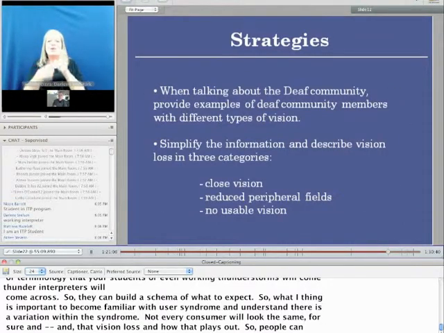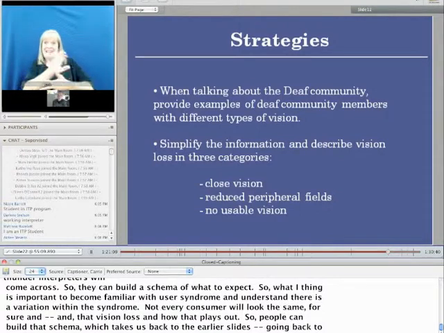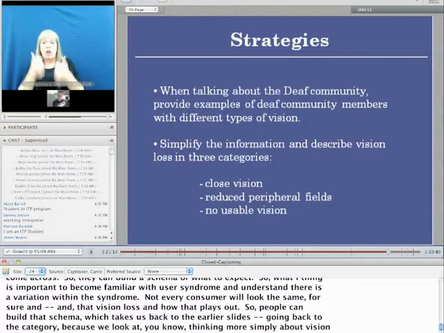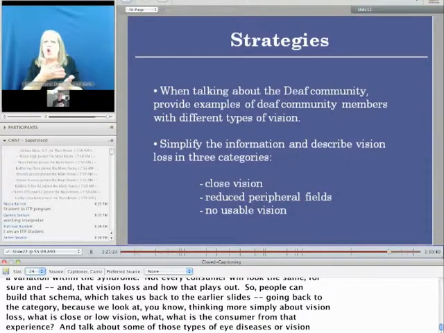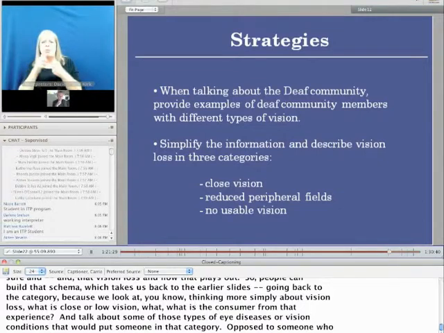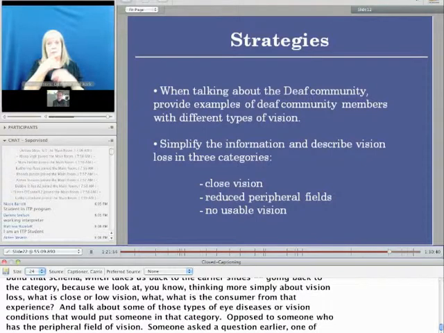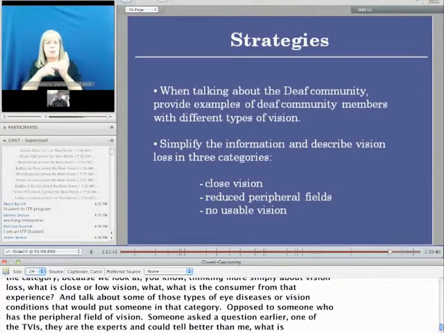Going back to the categories, if we think more simply about vision loss, what is close vision or low vision? What is the consumer experience? And talk about some of those types of eye diseases or vision conditions that would put someone in that category, as opposed to someone who has reduced peripheral fields of vision. Someone asked a question earlier, I think it was one of the TVIs, because they're the experts, who could tell you a lot better than me: what is peripheral field loss, and what does that look like? Does it just go in quickly from the sides and up and below?